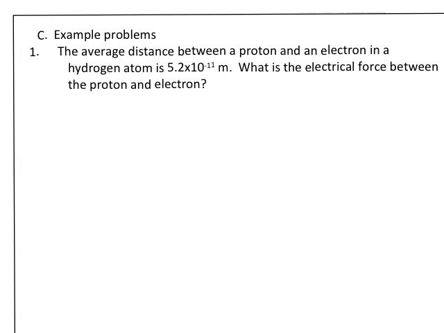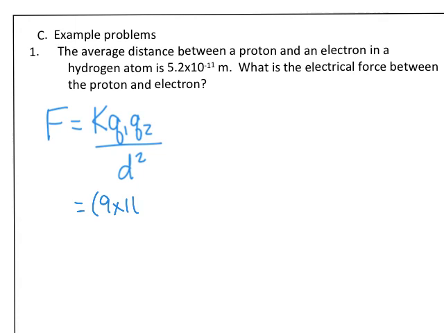For our first example problem, you are given the average distance between a proton and an electron, and we're asked to find the electrical force between the two. We would set up our formula, and then we can substitute our numbers in. The value for K is a constant: 9 times 10 to the 9th. For our charges, if you remember from your notes from last time, we filled a data table in with the charges for a proton and an electron. So I'm going to use that data to plug into my formula.